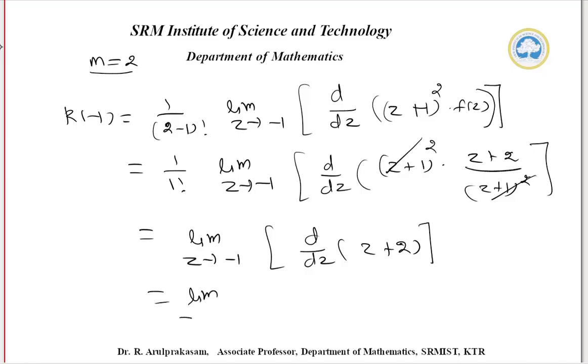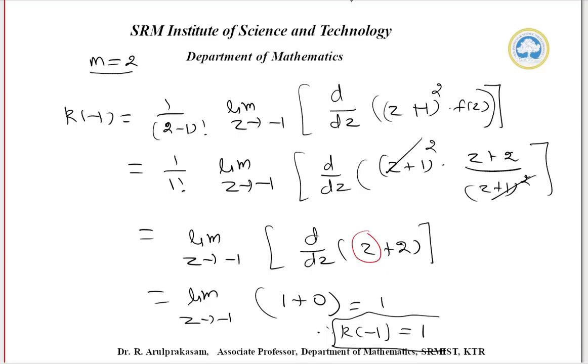limit z tends to minus 1. The differentiation value of z is 1, and the differentiation of a constant is 0. See here, the differentiation with respect to z gives 1, and the constant's differentiation value is 0. So there is no z term left, so the answer is 1. Therefore, the residue at the point minus 1, which is a pole of order 2, is nothing but 1. This is the second method.